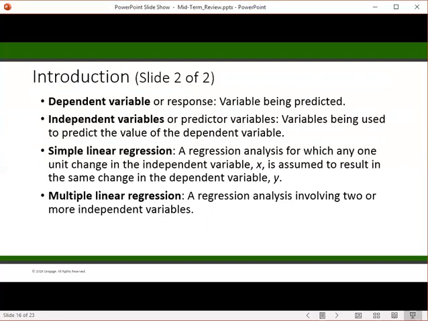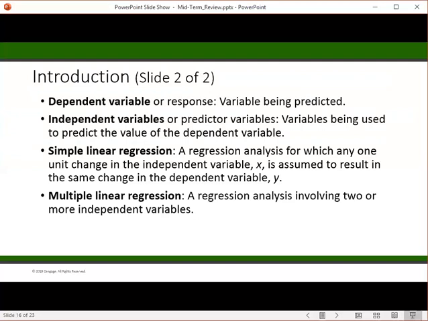Now, one way we can specify a relationship so that we can make predictions is with a simple linear regression. Obviously, we're going to do a data visualization first and make sure that a linear regression is going to be a good model.